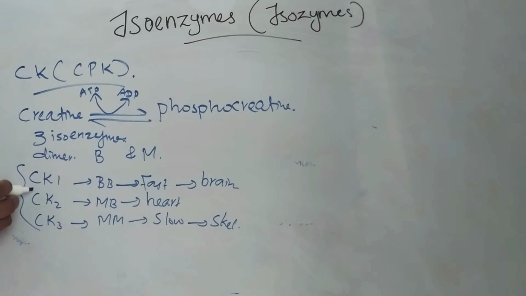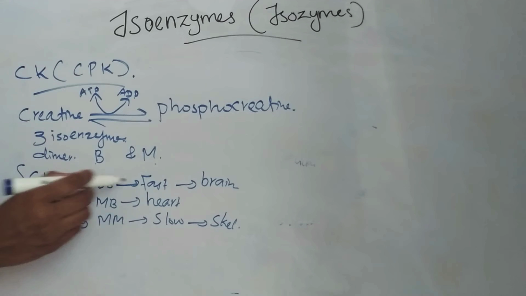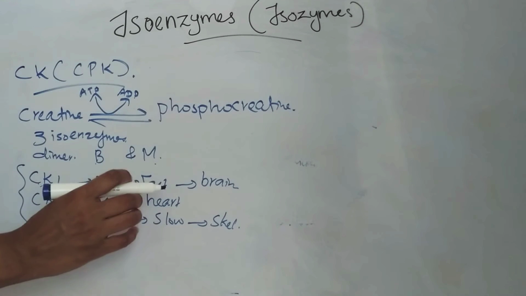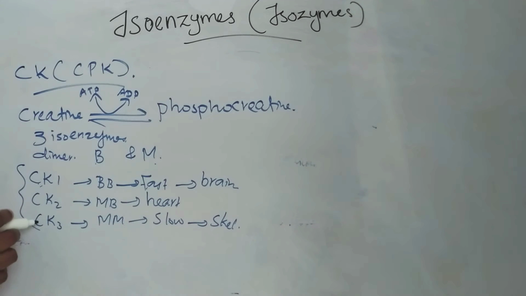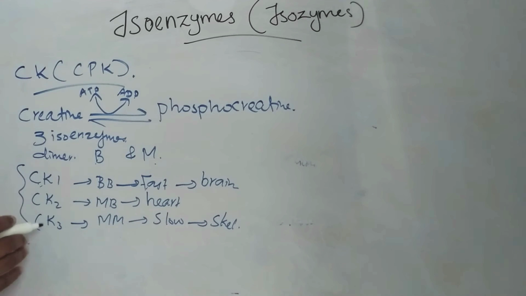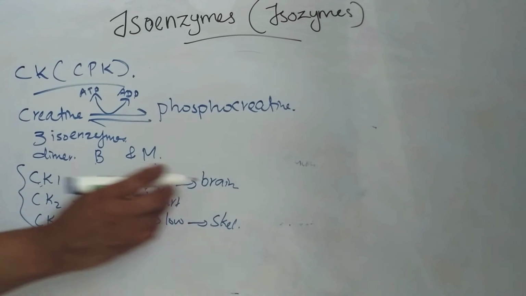It is a dimer, consisting of B and M units, B for brain, M for muscle. CK1 is BB polypeptide chains, the fastest moving fraction in electrophoresis, mainly found in brain. CK2 is MB, found in heart. CK3 is MM, a slow moving fraction found in skeletal muscles.